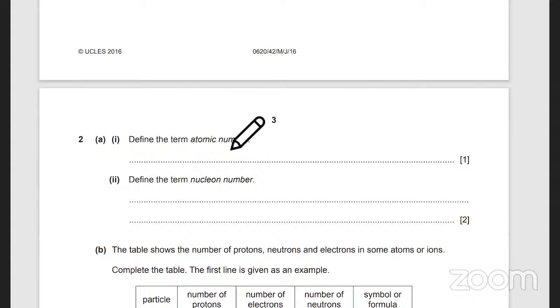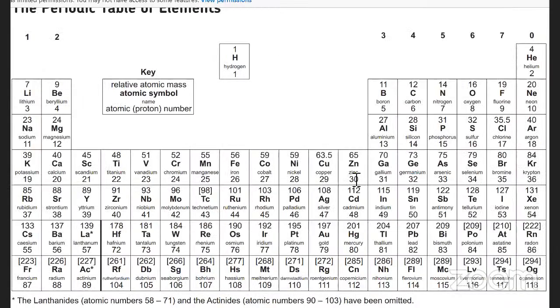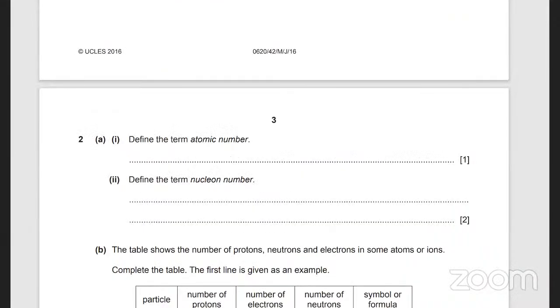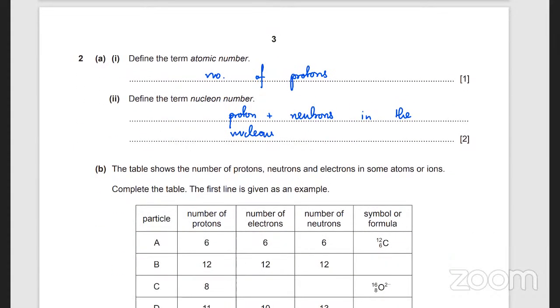What does the atomic number tell you? The atomic number tells us how many protons there are. It tells you the number of protons, right? That's it. What does the nuclear number tell you? It tells us how many neutrons and protons are in the nucleus. It's the sum of protons and neutrons.